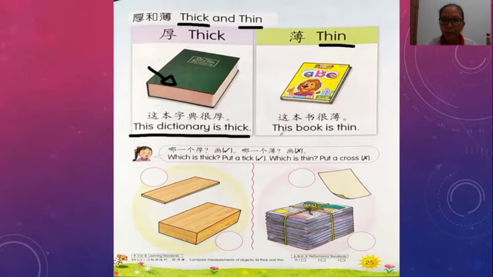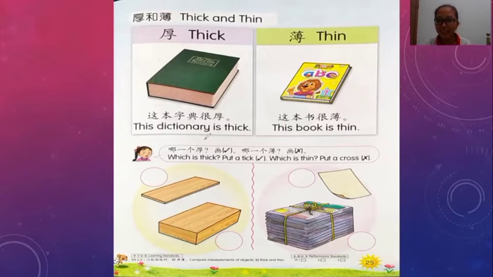Okay, you need to compare. This book is thin. Nah, coba lihat over there have ABC book and then have lion over there. Nah, see that book is thin, right? Nah, bukunya tipis. Okay, now down here, we also can compare between thick and thin.